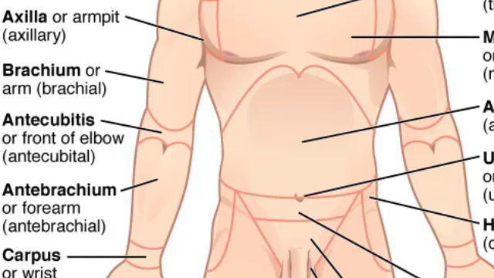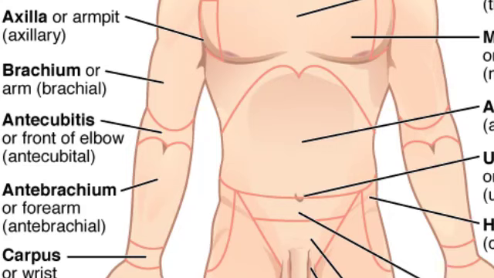In the upper limb or arm, we have axilla or armpit, or axillary. We also have brachium or arm, or brachial. We also have antecubitis or front of the elbow, otherwise known as the antecubital. And then we have the antebrachium or forearm, or antebrachial.